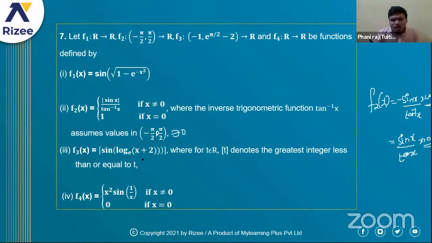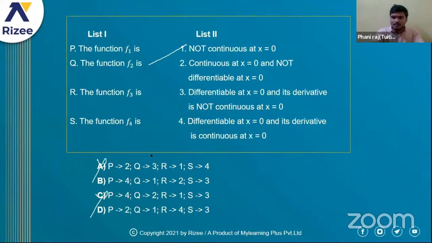So step of sine of log of x plus 2. Denote this. See, first thing, it's a step function. So the values it can take are 0, minus 1 or plus 1. Clearly it is discontinuous. What does discontinuous mean? So R should be either 2 or 4.